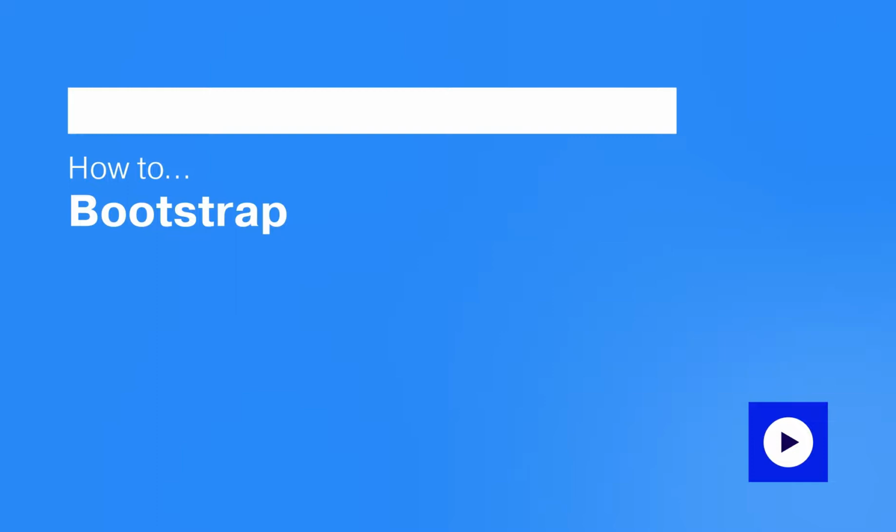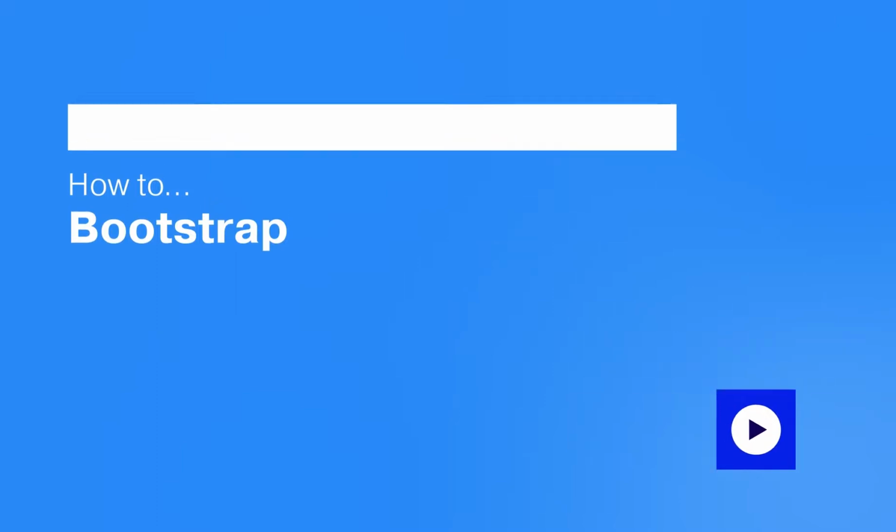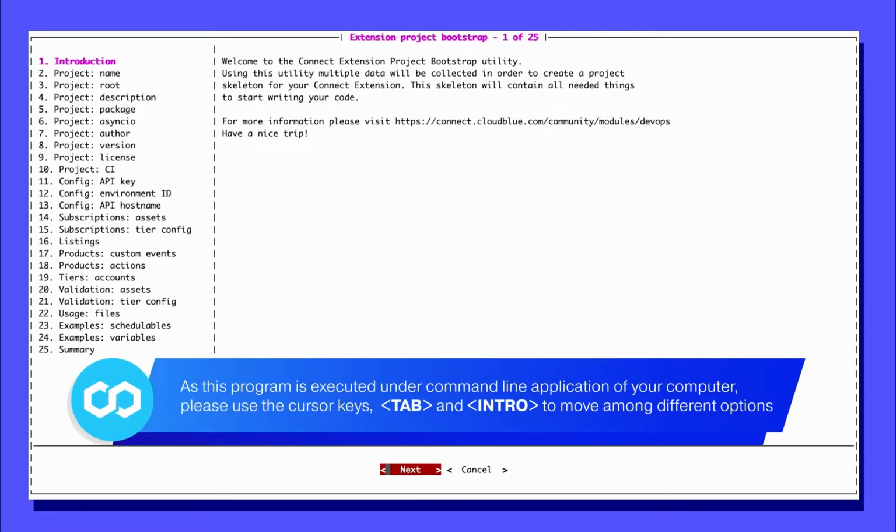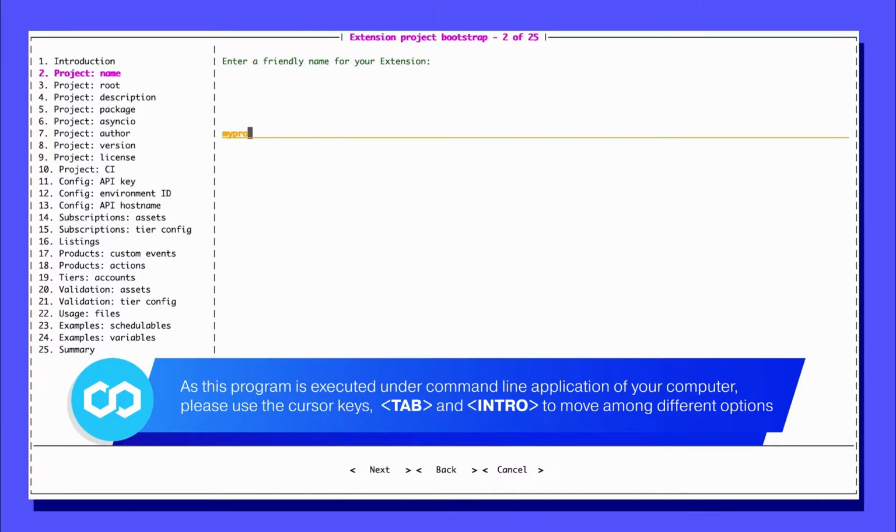Let's see how to bootstrap your extension project and customize some steps to your required needs. First screen is the welcome screen. When you are ready, click Next. Enter the name for your extension project and click Next.